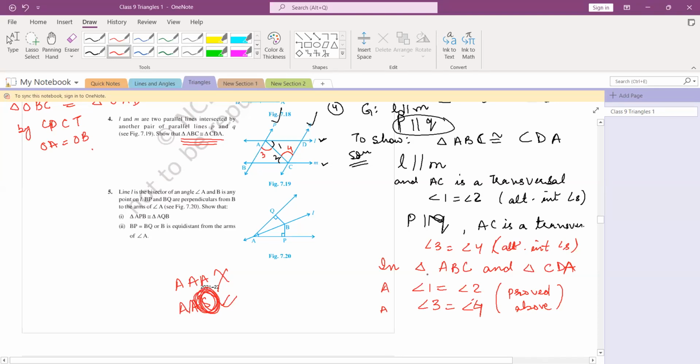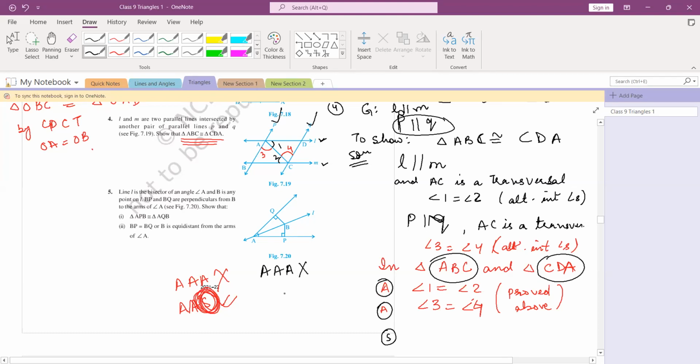Try to understand. I'm just trying to show some criteria in these two triangles. So I have taken these two triangles ABC and CDA. I'm trying to prove that they are congruent. So I need three pieces of information, right? I have already got one angle equal, another angle equal. So I need one more piece of information here.